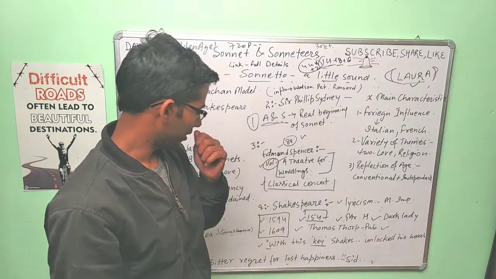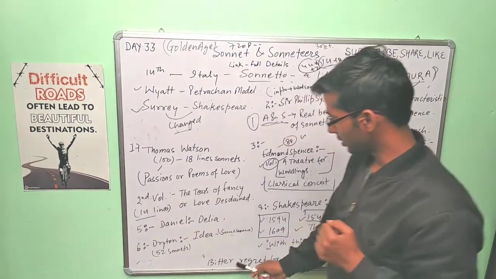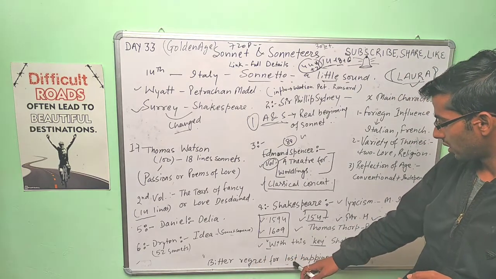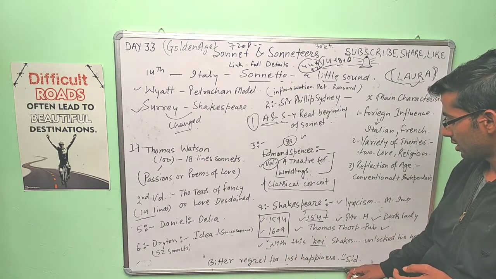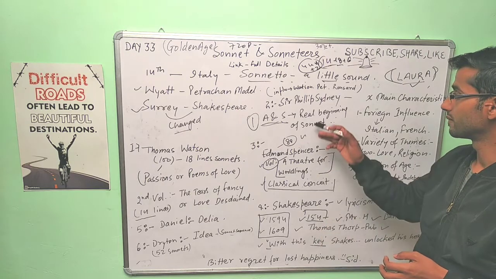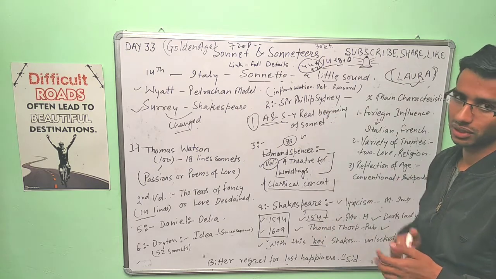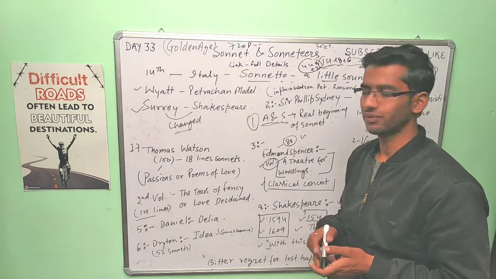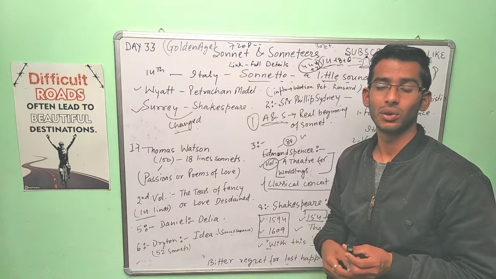All right, and finally I have one quotation for you. Bitter regret for lost happiness by Sid. It means Philip Sidney. Sid is Sidney. In his Astrophel and Stella, he wrote this quotation.